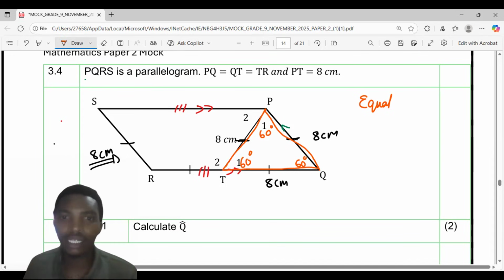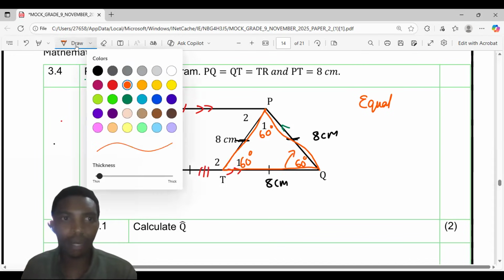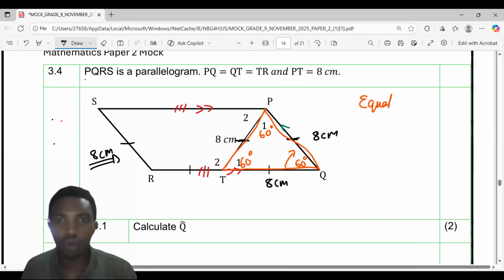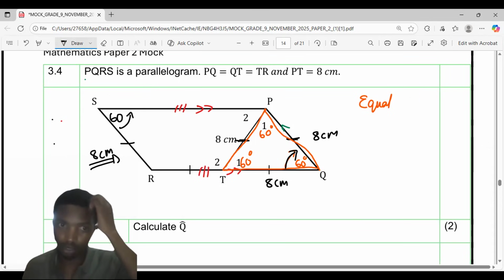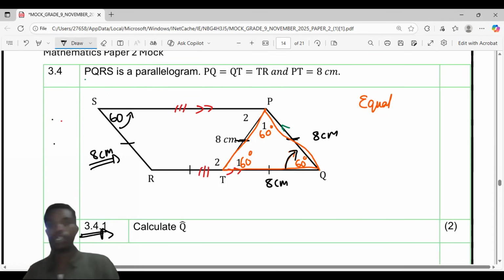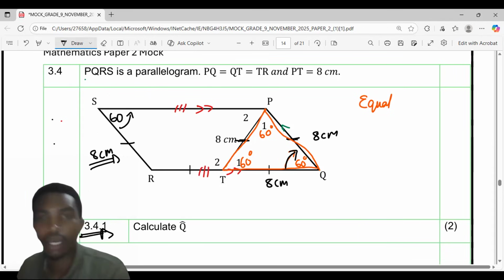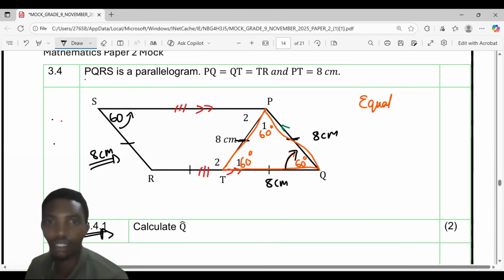And one last thing, remember that the opposite angles of a parallelogram are also equal. So if we have 60 there, it means this angle here is also 60. So don't forget that. Right, so the first question was for us to calculate Q. Already I showed you guys how we found Q, but this is how we're going to write it.